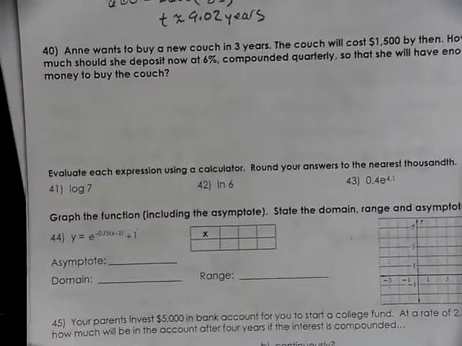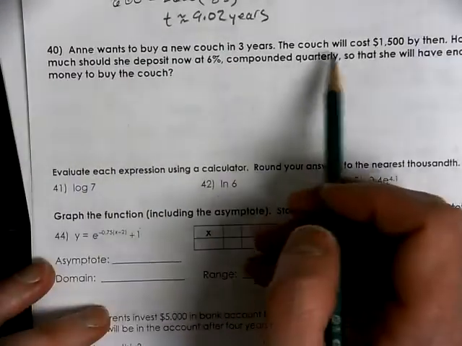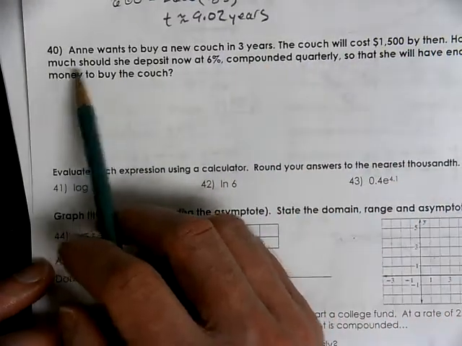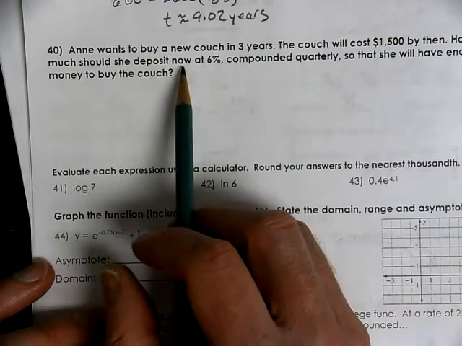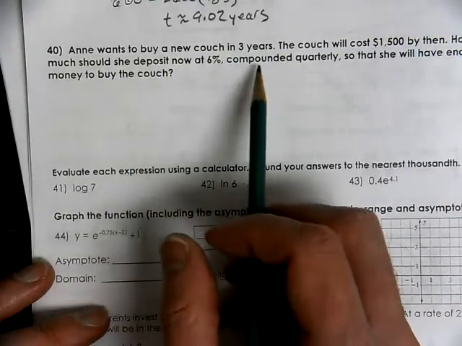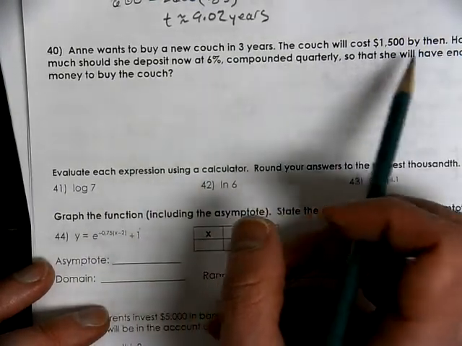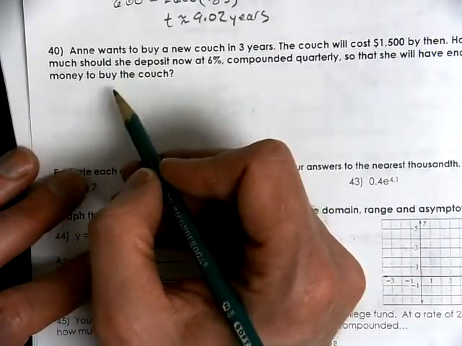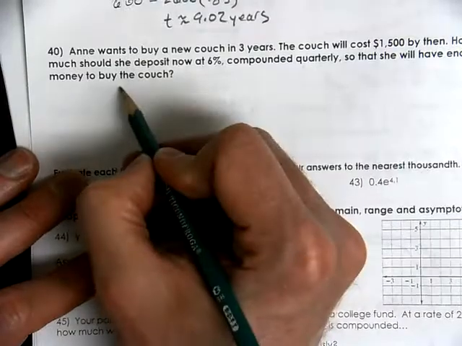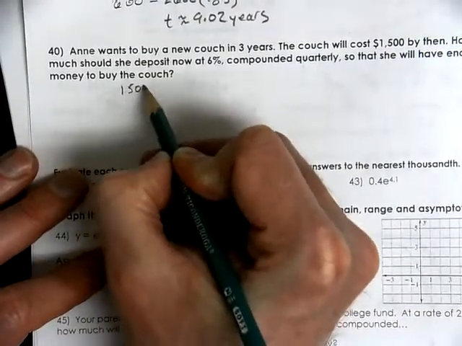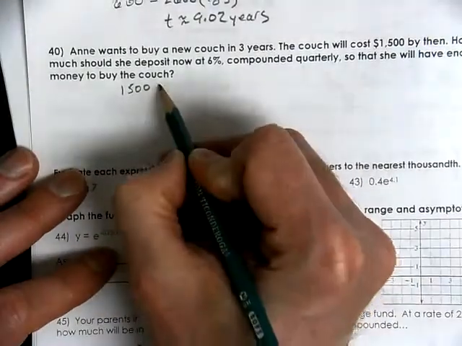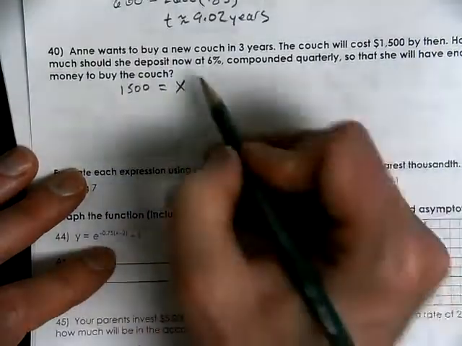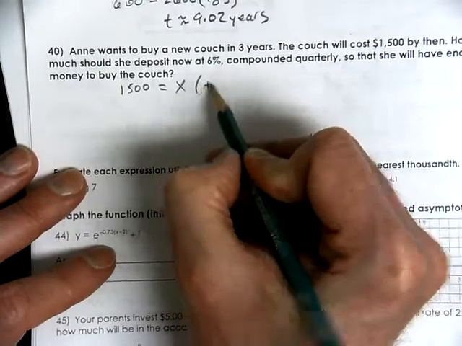Anne wants to buy a new couch in 3 years. The couch costs $1,500. How much should she deposit now at 6% compounded quarterly so that she'll have enough money to buy the couch? So she wants to have $1,500. How much should she deposit? That's her x amount.